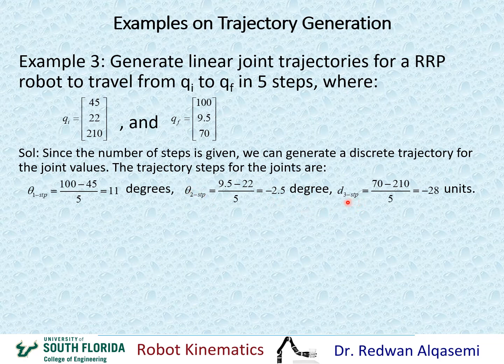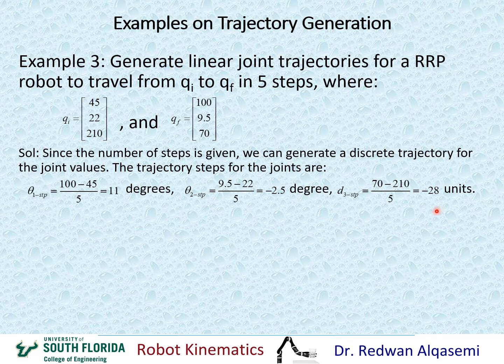Now for the third joint, we have D3. The variable for the prismatic joint is D. So the step for D3 is D3 final minus D3 initial. D3 final is given here as 70, and D3 initial is given here as 210. And we divide this by the number of steps, 5, which would give me negative 28 units.